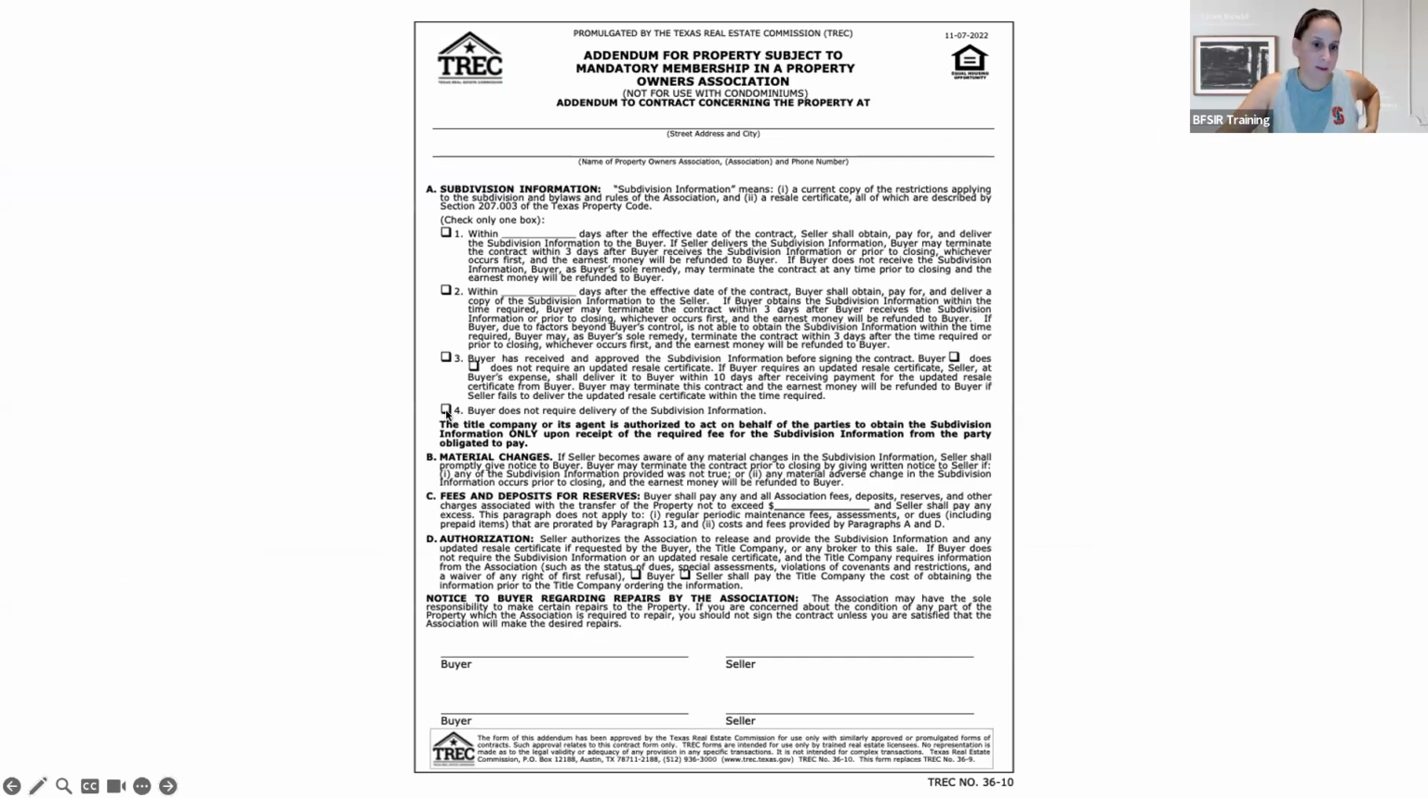Every once in a while, the buyer may not require delivery of the subdivision information if they live in the HOA already and they're just moving around. You might check that box, but very rarely, probably.